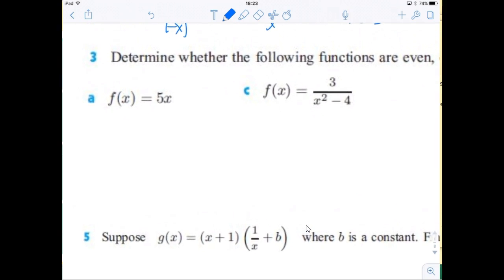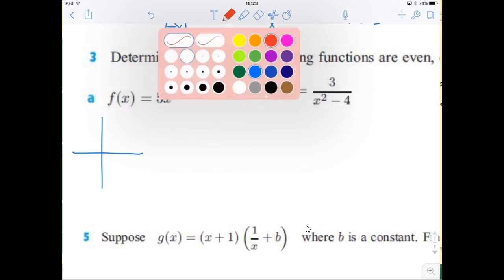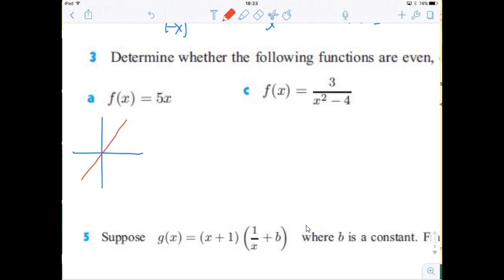So, y equals 5x is a diagonal line with a slope of 5, quite steep. Now, does this have any kind of symmetry? Well, it's obviously not an even function, because an even function has symmetry about the y-axis, and this does not.